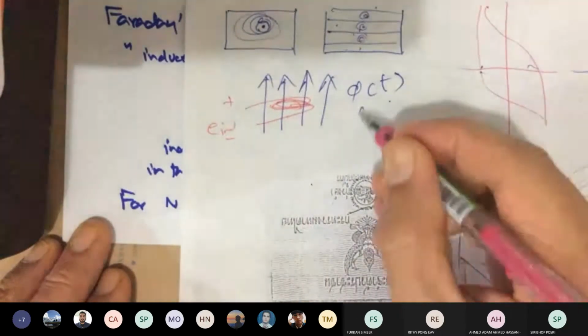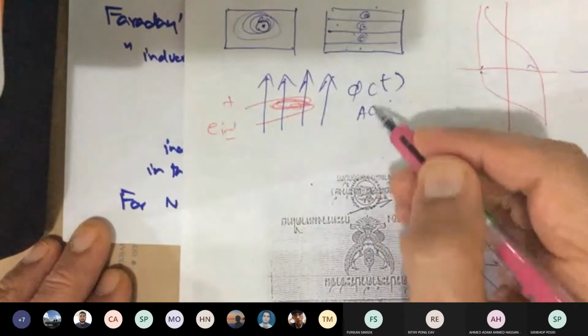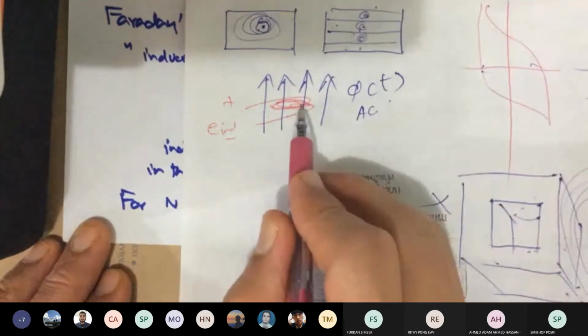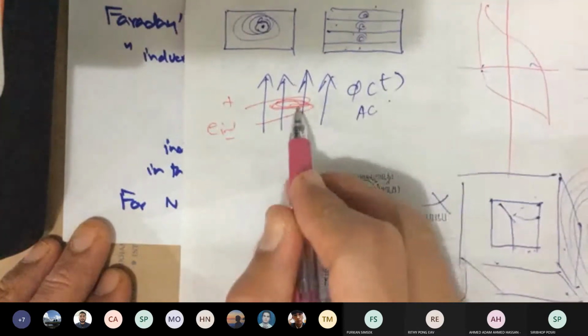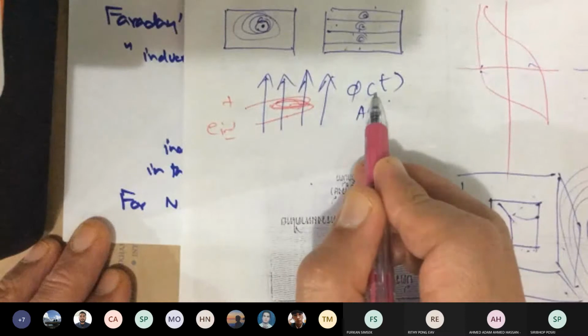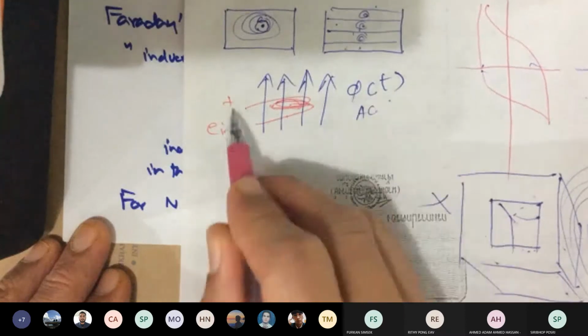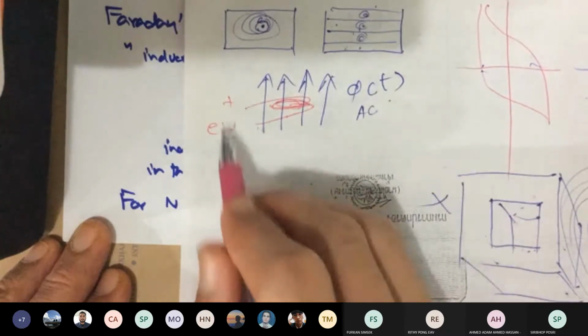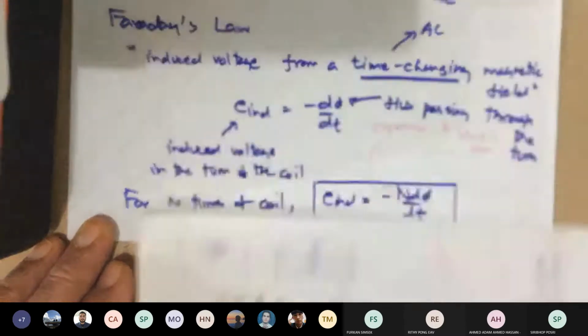So this is AC, a simple sinusoidal. You have a stationary core. You put it through the time-changing magnetic field or magnetic flux here. You measure that coil, it has a voltage. And this is the relationship.